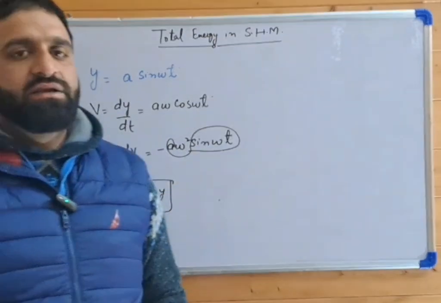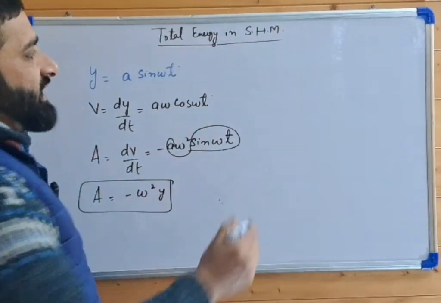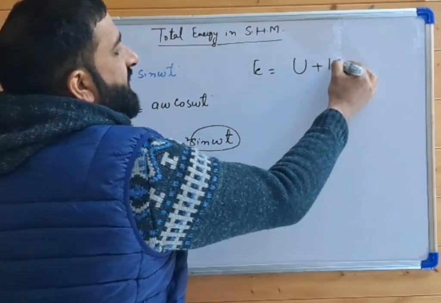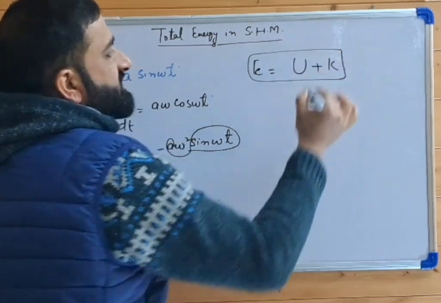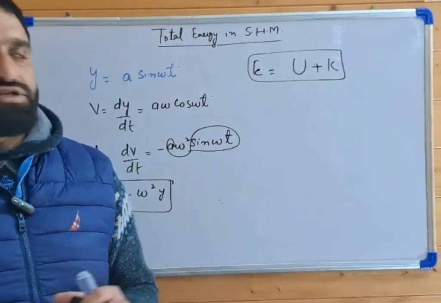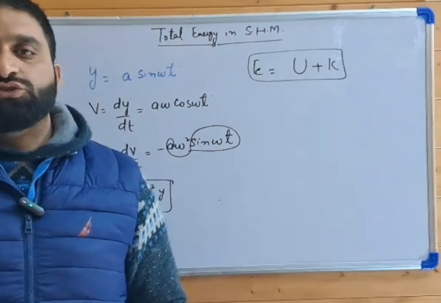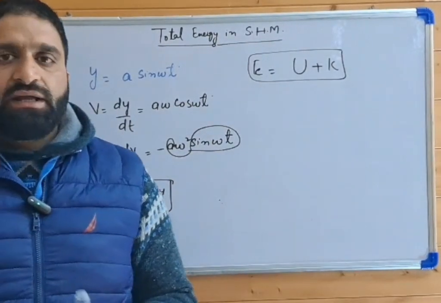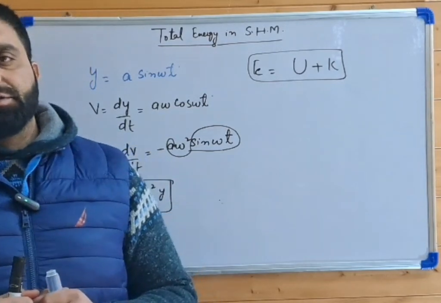Now, as already told, the total energy in SHM is the sum total of potential energy and kinetic energy. The potential energy is by virtue of its position with respect to the mean position, and the kinetic energy is by virtue of its velocity. Now we will see how to calculate the kinetic and the potential energies.